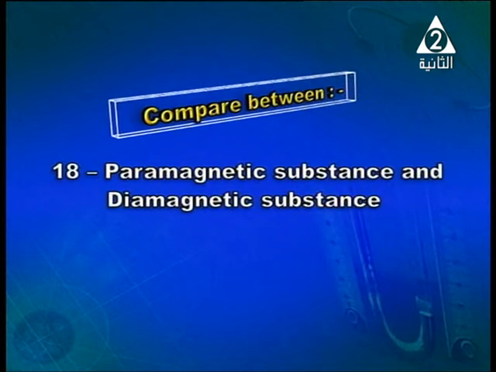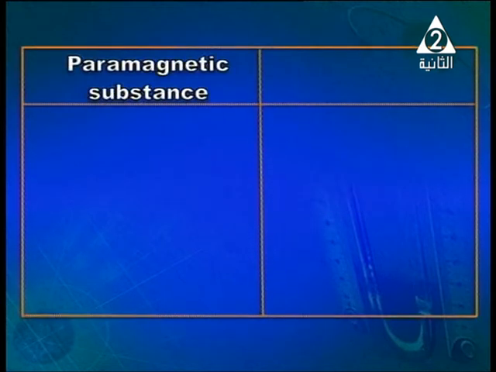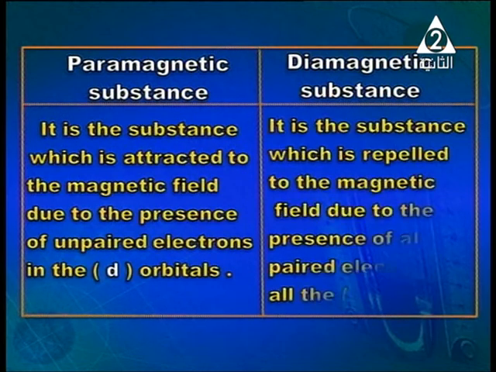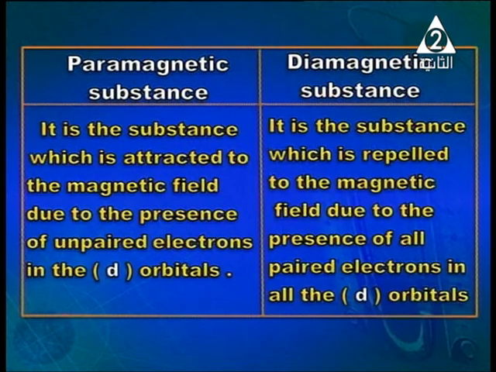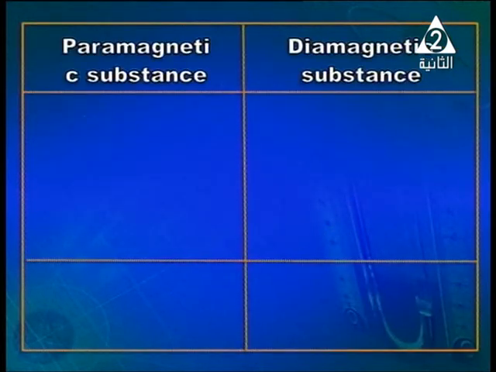Compare between paramagnetic substances and diamagnetic substances. A paramagnetic substance is a substance which is attracted to the magnetic field due to the presence of unpaired electrons in the d orbitals, while a diamagnetic substance is a substance which is repelled from the magnetic field due to the presence of all paired electrons in all of the d orbitals.